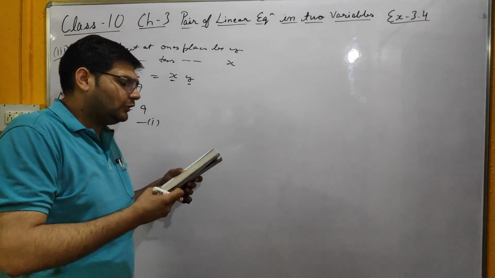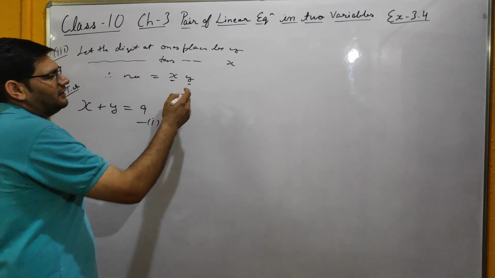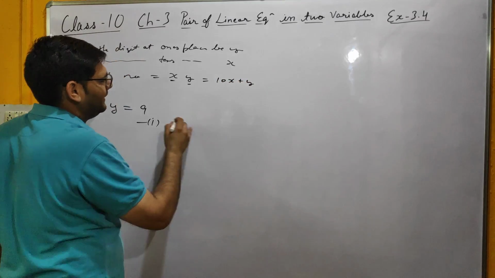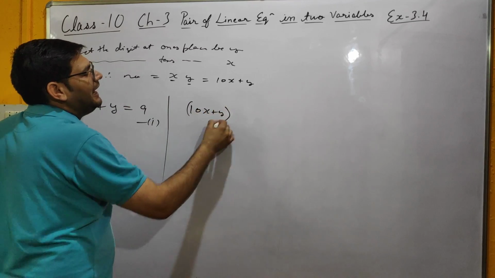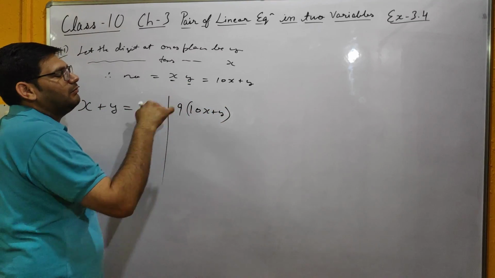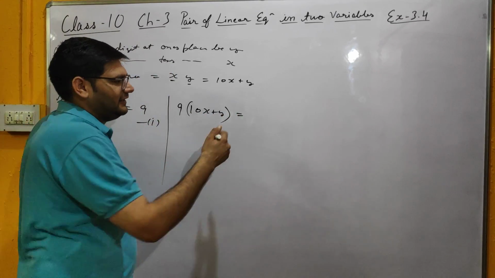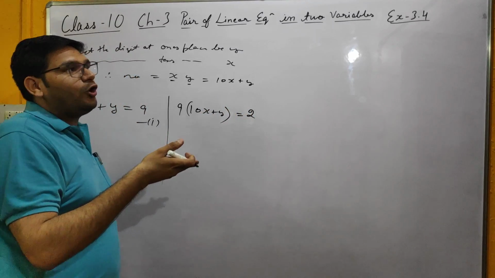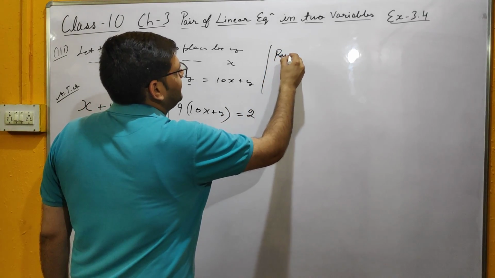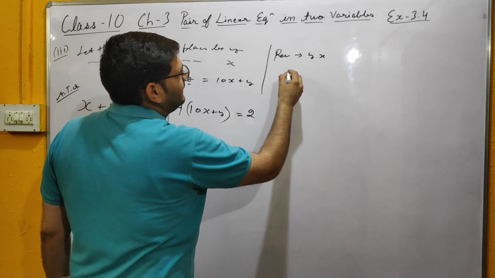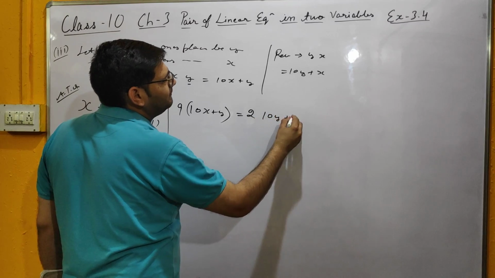Now, also 9 times this number. What is this number? This is 10x plus y. And he's saying 9 times this number. So 10x plus y is the number, and 9 times this number means just multiply 9 in it. It is equal to twice the number obtained by reversing the digits. Now he's saying just reverse the digits. If we reverse the digits, then it becomes yx, and it means it is 10y plus x. So after reversing we are getting 10y plus x.